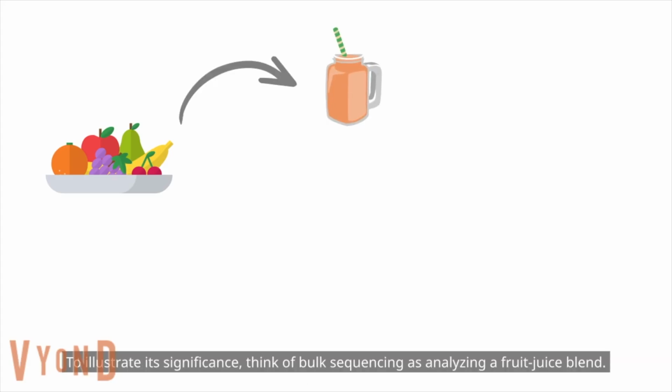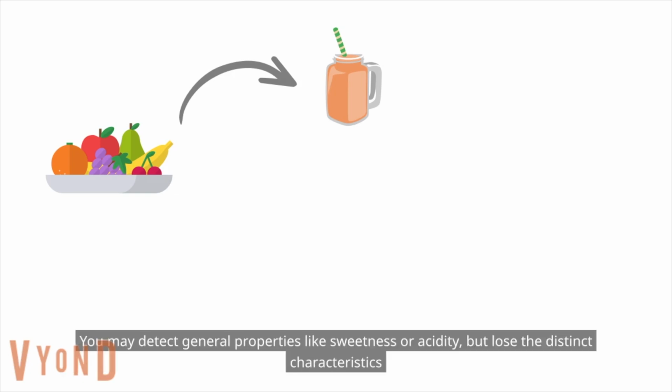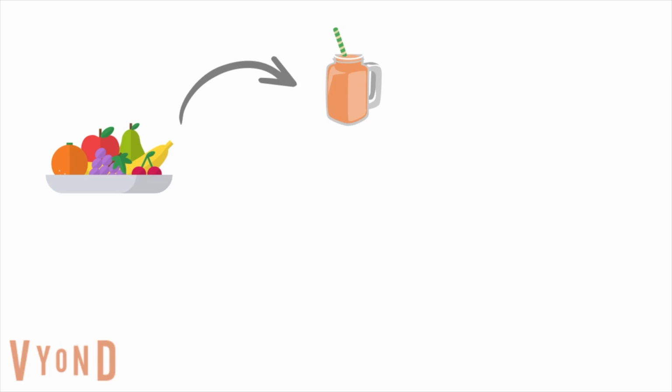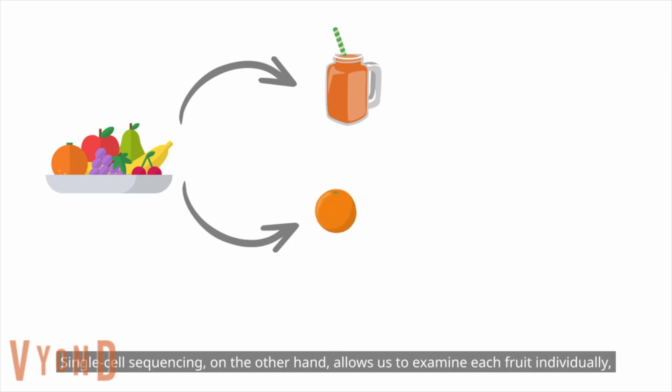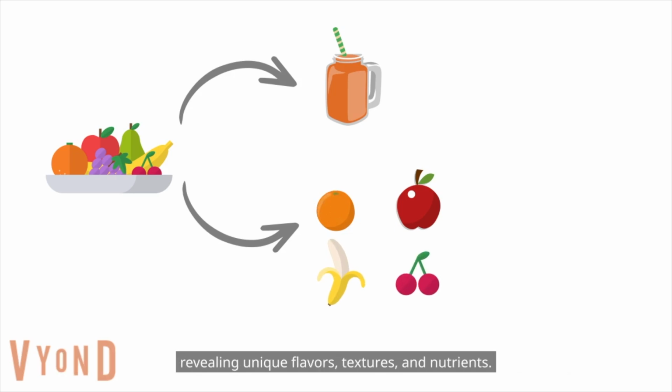To illustrate its significance, think of bulk sequencing as analyzing a fruit juice blend. You may detect general properties like sweetness or acidity, but lose the distinct characteristics of each fruit. Single-cell sequencing, on the other hand, allows us to examine each fruit individually, revealing unique flavors, textures, and nutrients.